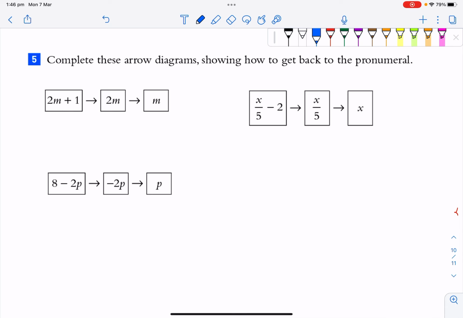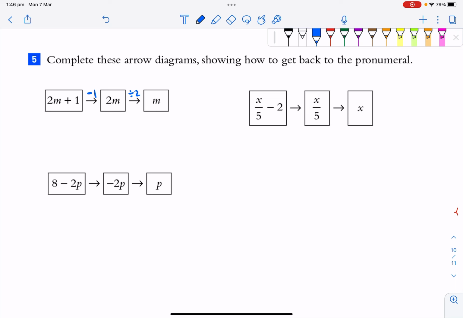To get rid of +1, we -1. And now you can see we don't have a +1 anymore. Over here, to get rid of the 2m and make it just m, we will divide by 2. That's how you get rid of the 2 here. 2 divided by 2 will disappear. And then that's it. You're left with the m value.